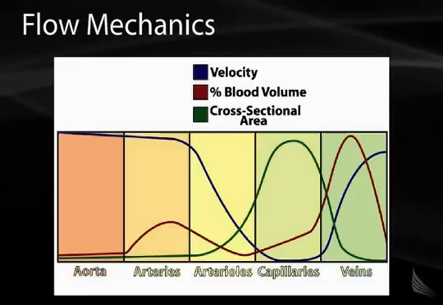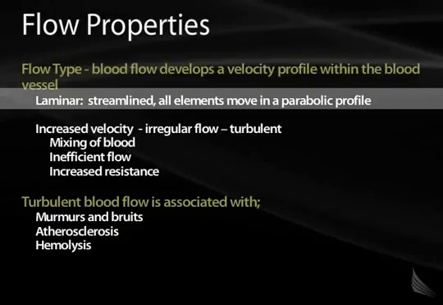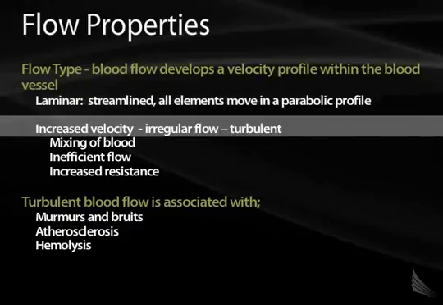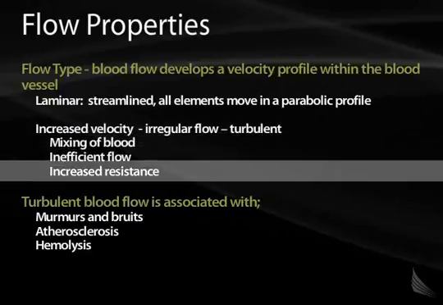Again, as cross-sectional area increases when you move from the aorta to the capillaries, the velocity of the blood decreases. This inverse relationship is seen in all blood vessels. Blood flow will develop a velocity profile within a blood vessel. Again, laminar flow is streamlined, all of the elements moving in a parabolic profile. Increasing the velocity of the blood leads to more irregular flow and an increasing likelihood of turbulent blood flow. Turbulent blood flow involves mixing of blood with inefficient flow and increased resistance.